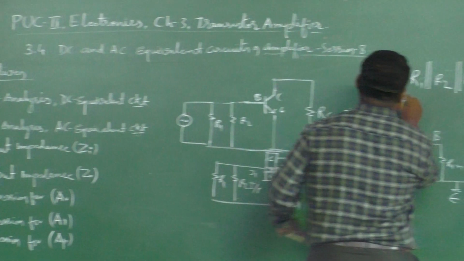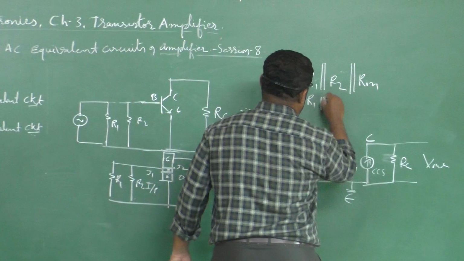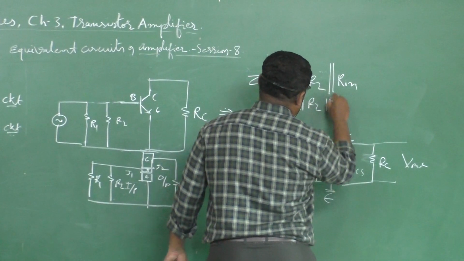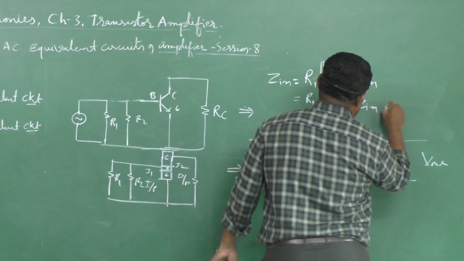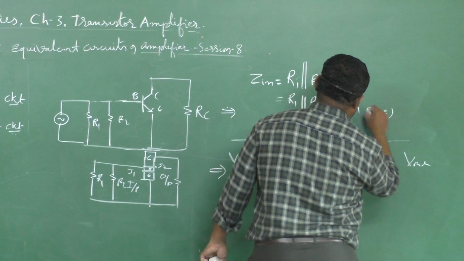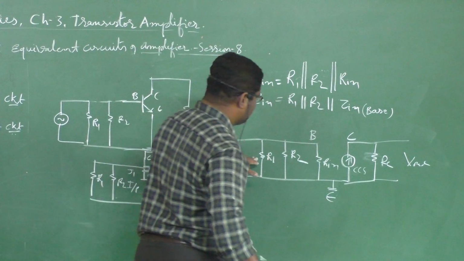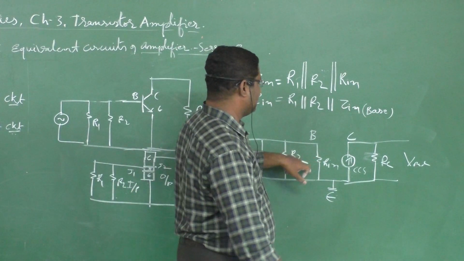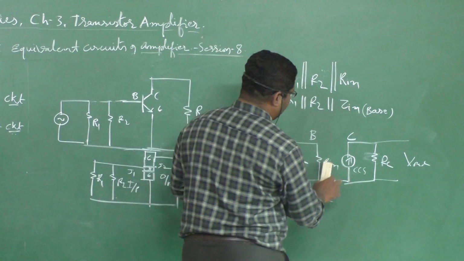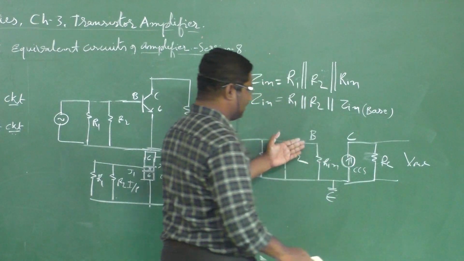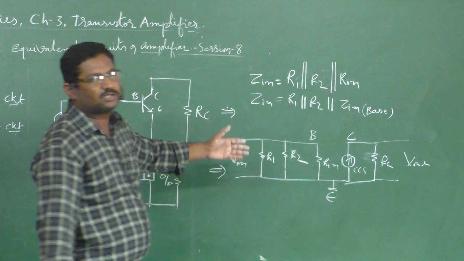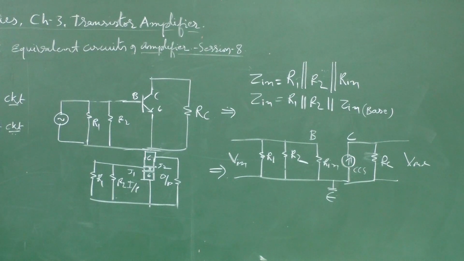So this is rewritten as R1 parallel with R2 parallel with Zin base, and this is the total Zin, the total input impedance. The first resistance, second resistance, and this is Rin, which can be rewritten as Zin base because this is applied across the base terminal. So that thing we are writing.